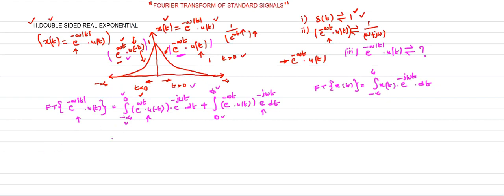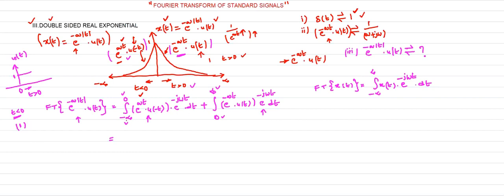Now do the integration process here. From minus infinity to 0, what is u of minus t? It is 1. So u of minus t is the time reversal of u of t. So already you know this u of t. It is defined as 1 for time t greater than 0. So u of minus t is the time reversal of u of t, defined only for time t less than 0. For time t less than 0, its value is 1. So that is your u of minus t.